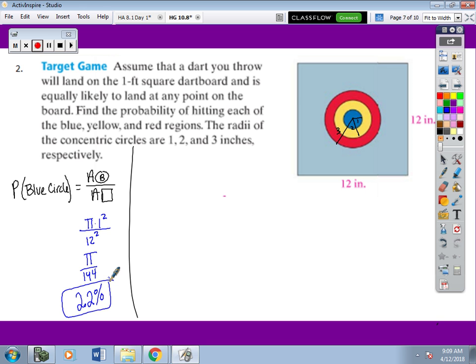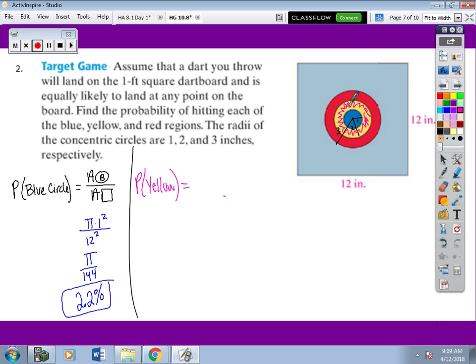Now the yellow and the red are going to be harder because it's not just area of a circle over area of a rectangle or a square, because this is not a whole circle, this is just a donut or a ring. So how do I find the area of the yellow ring? How do I find just this part? Hint, I may need to add or subtract some areas together.